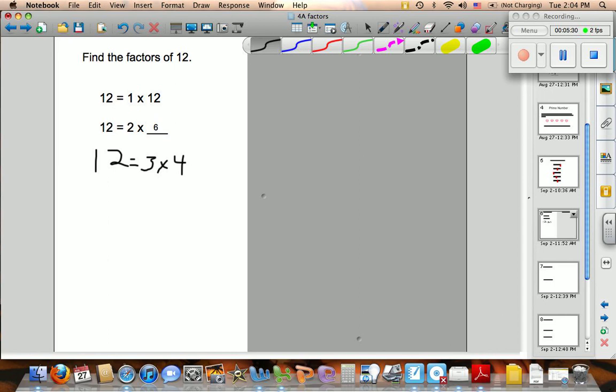So right now we know all the factors of 12, and they are 1, 2, 3, 4, 6, and 12. So we found all the factors of 12 there.